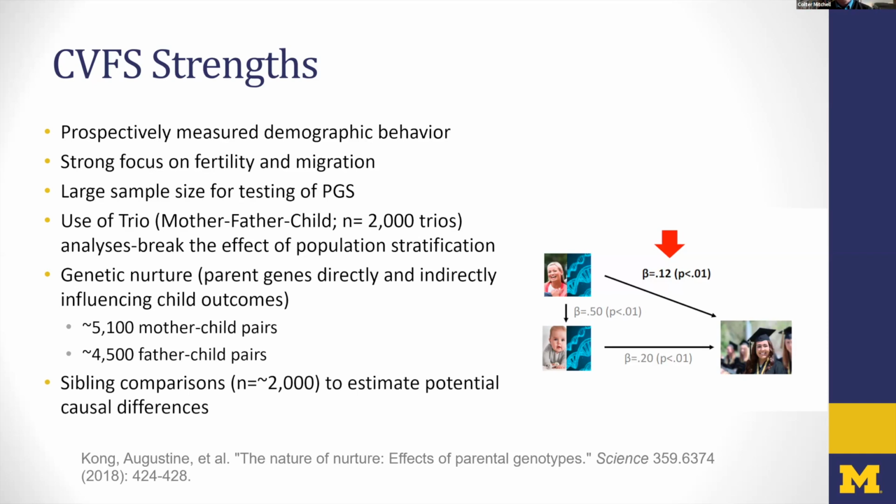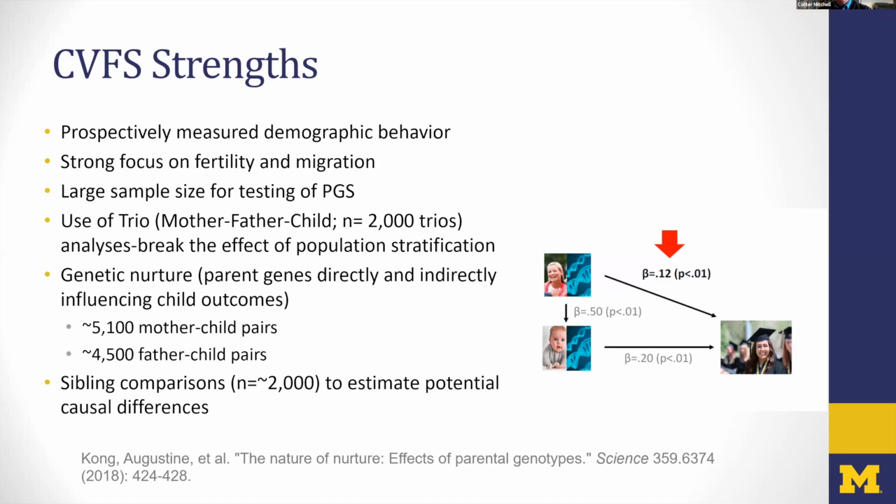And then finally, I think as we talked about before, the sibling comparison. So around 2,000 to kind of estimate that causal differences, right? So if you have two siblings, they, in theory, were given the same chances to receive the same polygenic scores, and it's random which one had a higher or lower score.